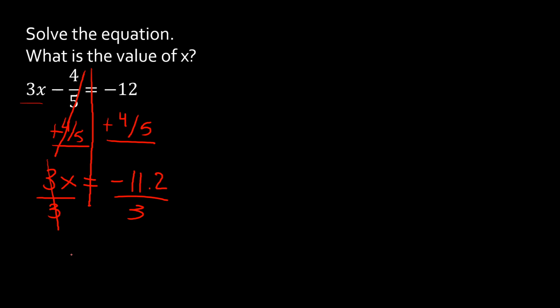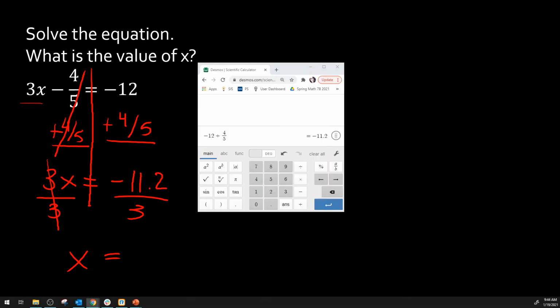When I do that, x is by itself, and I have this negative 11.2 divided by 3, and we're going to type that into a calculator. So negative 11.2, and we are dividing it by 3. That gives us this negative 3.73. We can see how that 3 repeats forever. We don't need to write all of the 3's.